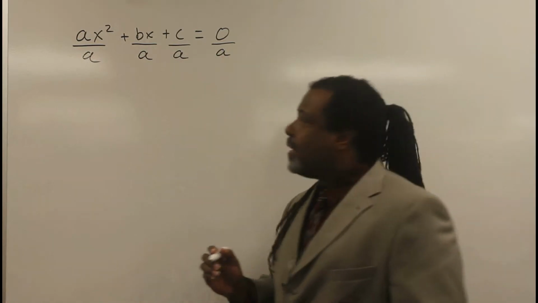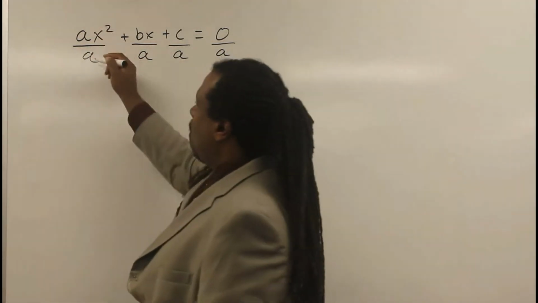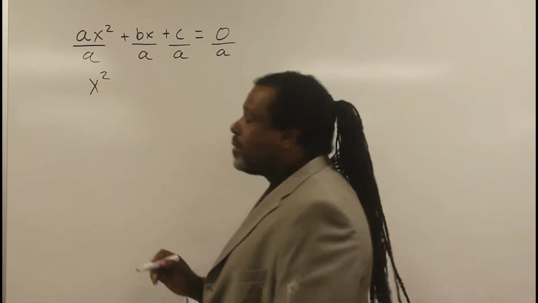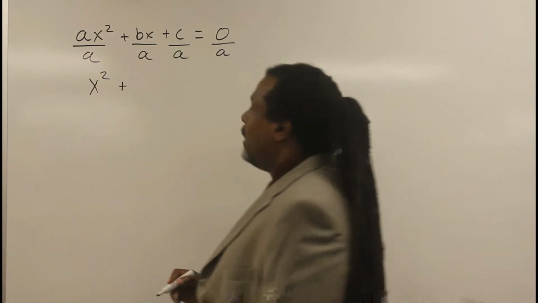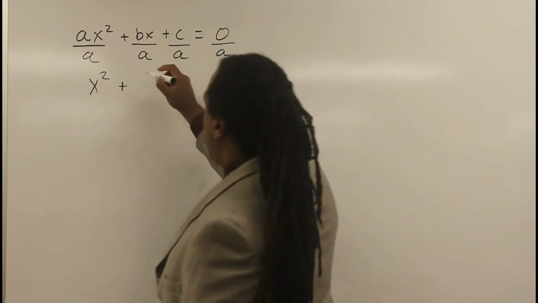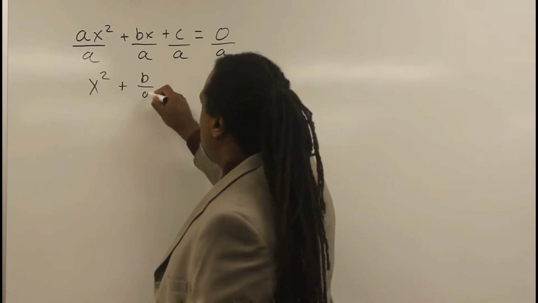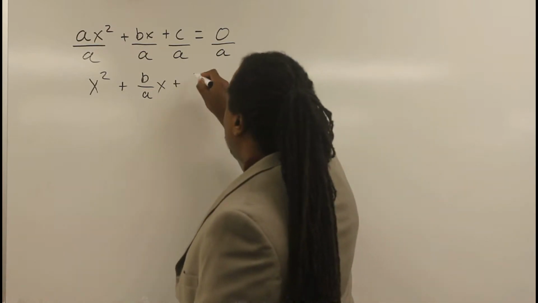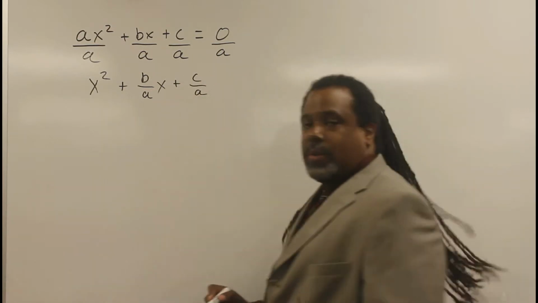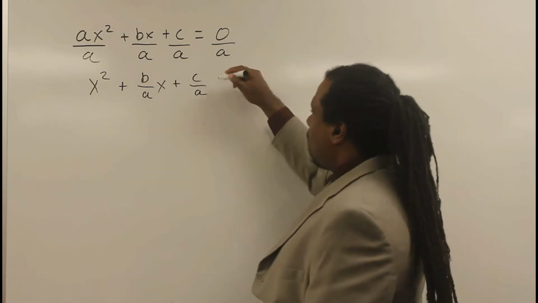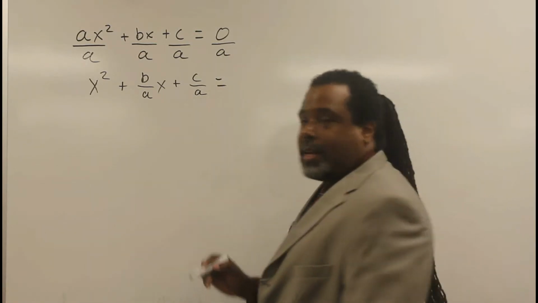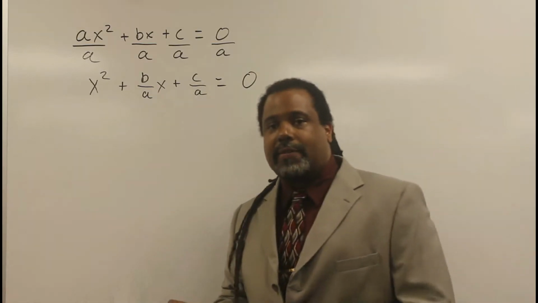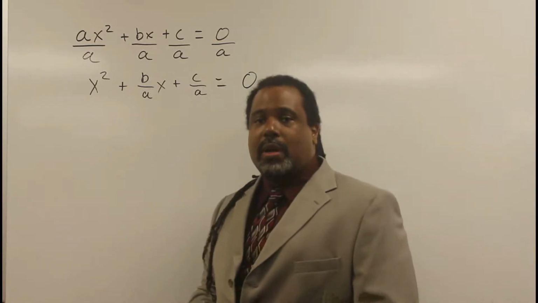So when we divide every term by a, the first term, the a's cancel, and we're left with x squared plus, in the second term, we end up with b over ax. In the third term, we end up with c over a. And of course, 0 over anything is still just 0. Okay, so we've completed our first step. We have a coefficient of 1 for the x squared term.